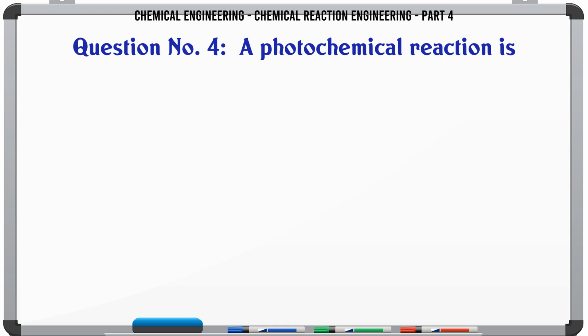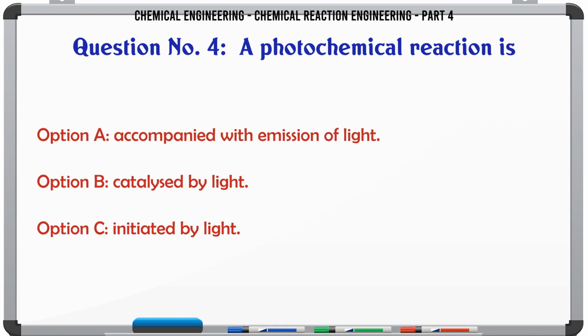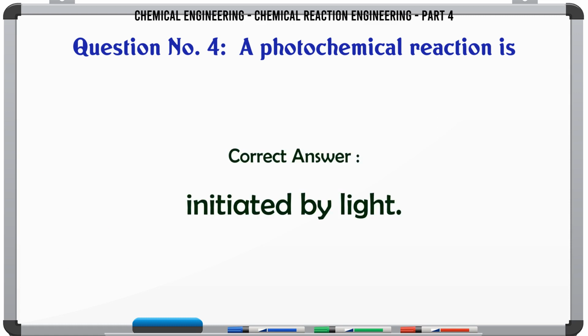A photochemical reaction is A. accompanied with emission of light, B. catalyzed by light, C. initiated by light, D. all A, B, C. The correct answer is initiated by light.